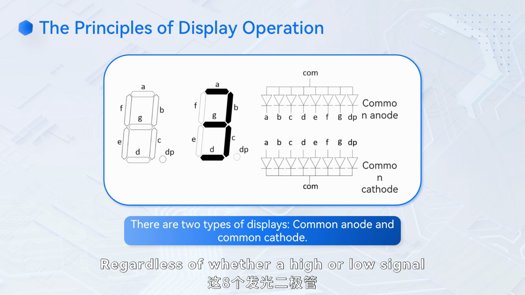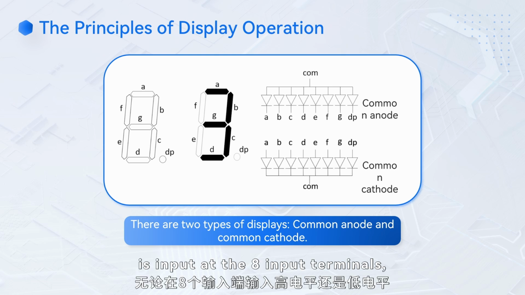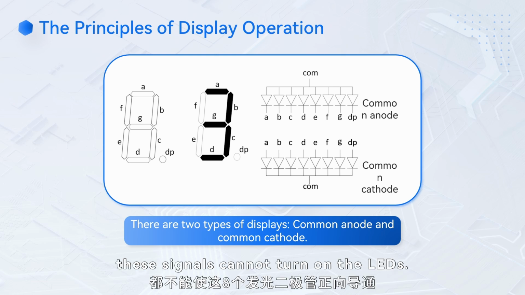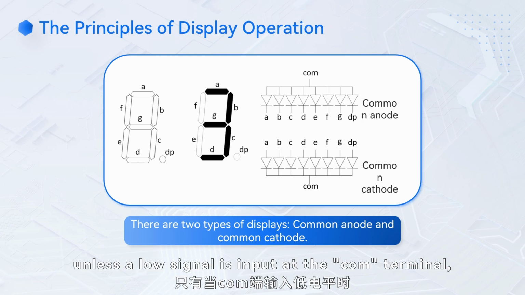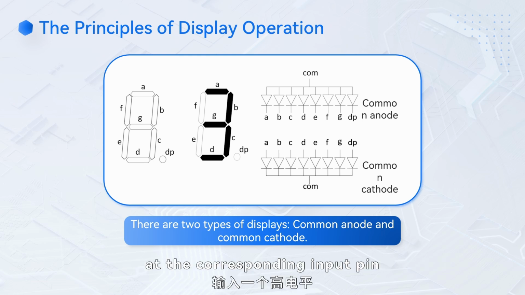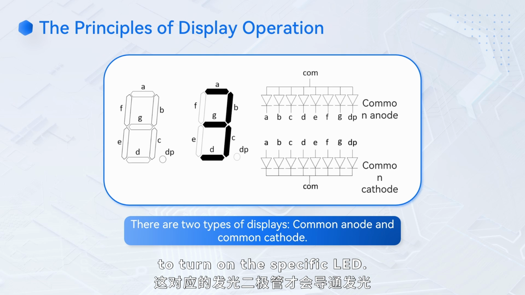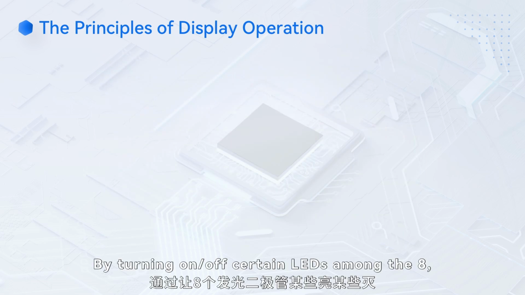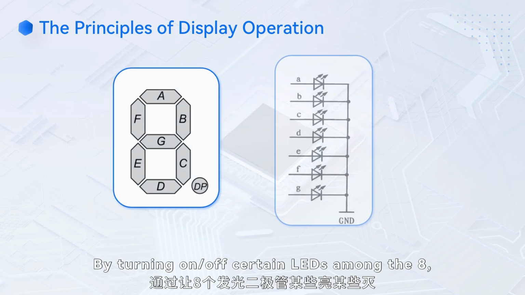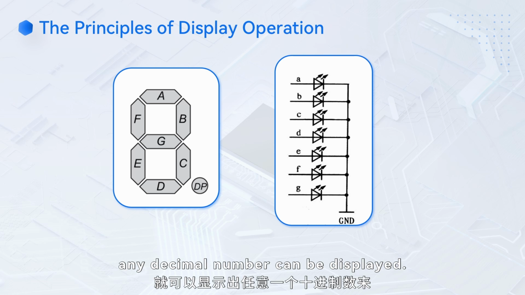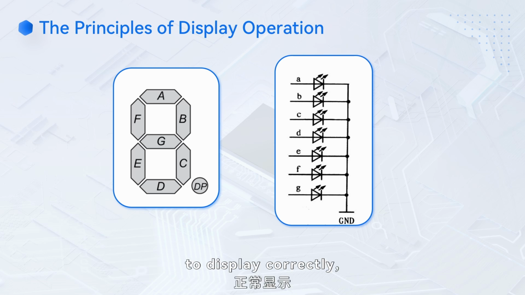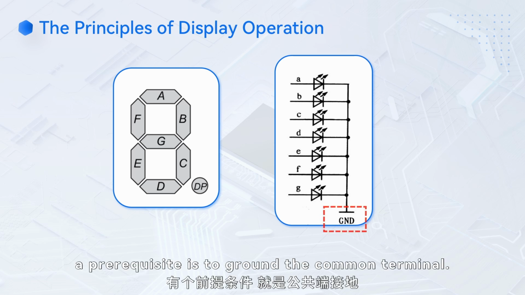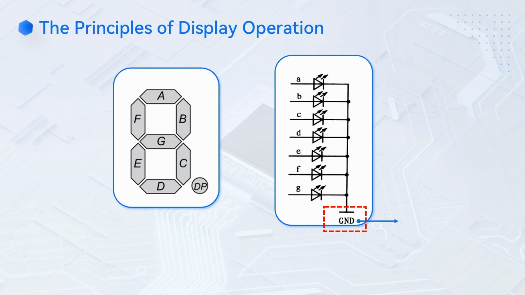Regardless of whether a high or low signal is input at the 8 input terminals, these signals cannot turn on the LEDs. The display will not display anything unless a low signal is input at the COM terminal, and a high signal is input at the corresponding input pin to turn on the specific LED. By turning on and off certain LEDs among the 8, any decimal number can be displayed. Therefore, for a common cathode display to display correctly, a prerequisite is to ground the common terminal.